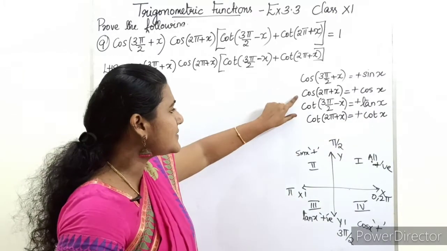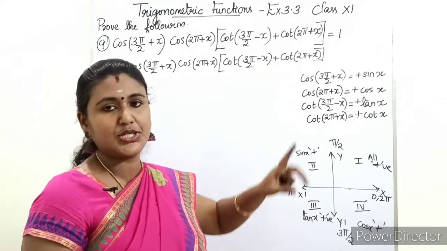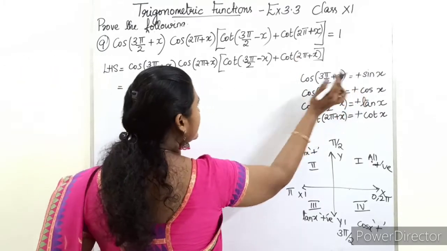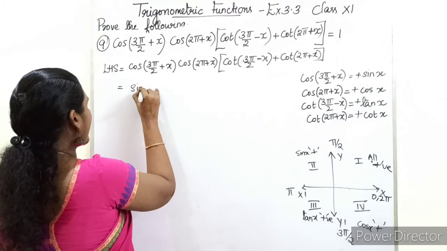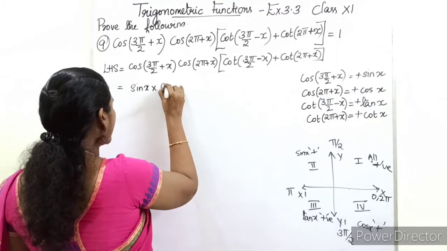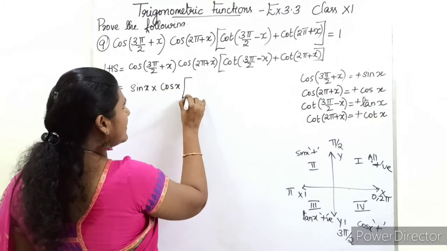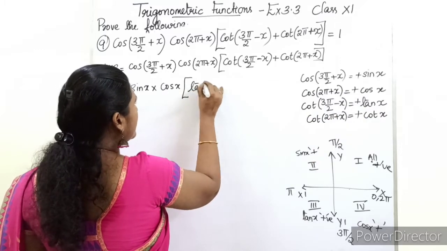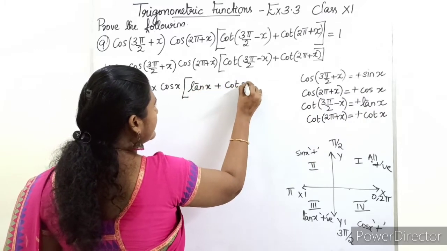So all these four values we are going to substitute in the left side. So cos(3π/2 + x) we got as sin x. So sin x into cos(2π + x), which is cos x. So sin x into cos x. Within the bracket we have tan x plus cot x.